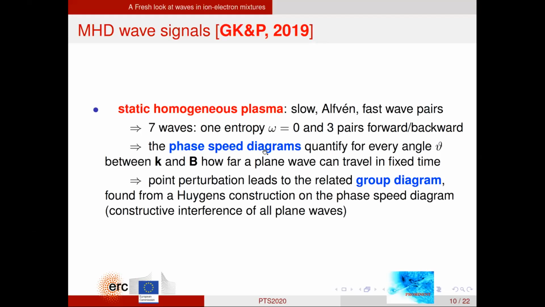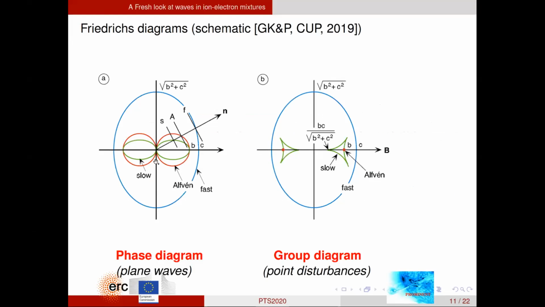Now the phase speed diagram quantifies basically, for every angle between the wave vector and the magnetic field, how far a plane wave can travel in a fixed time. And the group speed diagram is giving you information on the energy flow. It's basically telling you how the constructive interference of all plane waves happens. And so these are basically the so-called Friedrichs diagrams. This is the phase speed diagram. This is the group speed diagram.